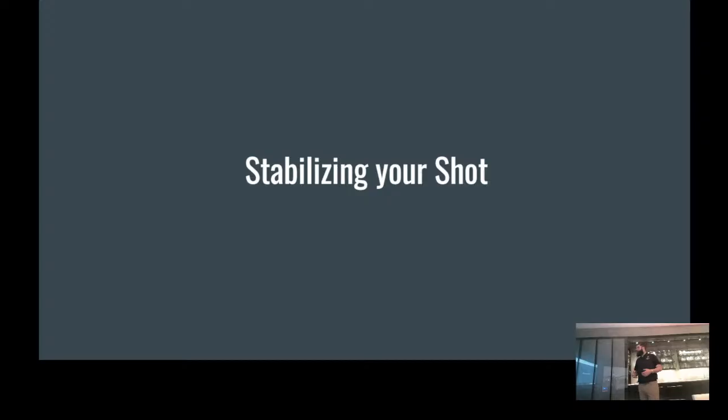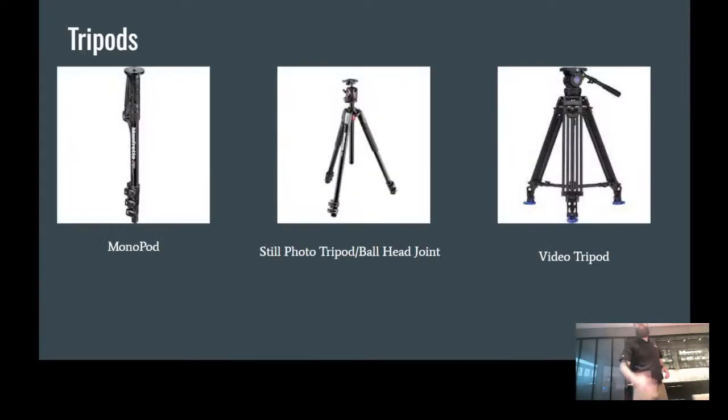Stabilizing the shot is also an important aspect. So again, for the most part, we're familiar with the monopod, the still head tripod or ball head joint. That's good for regular photography. And if you're a video person, video tripods exist, and they give you the ability to pan, tilt, and roll. Something that gimbals give as well. But this is your basic line of defense.